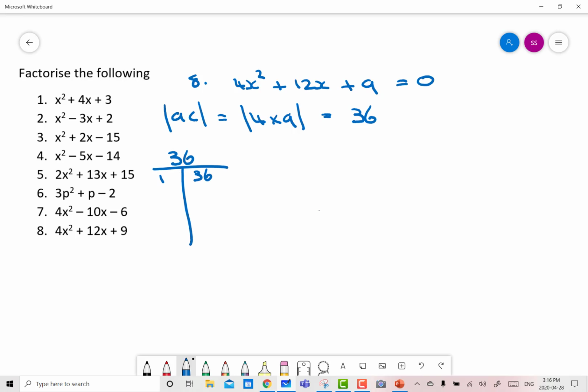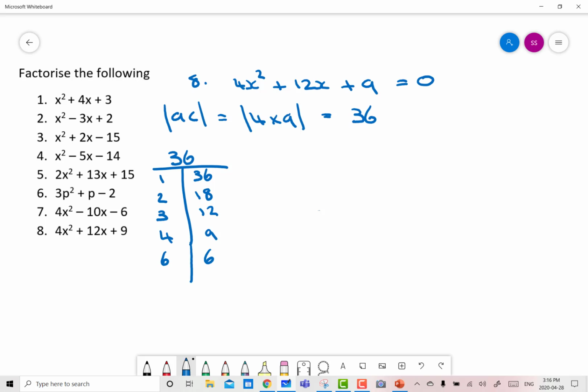That's 1 and 36, 2 and 18, 3 and 12. Well, 4 goes into this: 4 8s are 32, 4 9s are 36. That will go. 5 won't go. 6 will go because 6 times 6 is 36. 7 won't go. 8 won't go. And 9, we're back to the beginning. So there are our factors of 36.